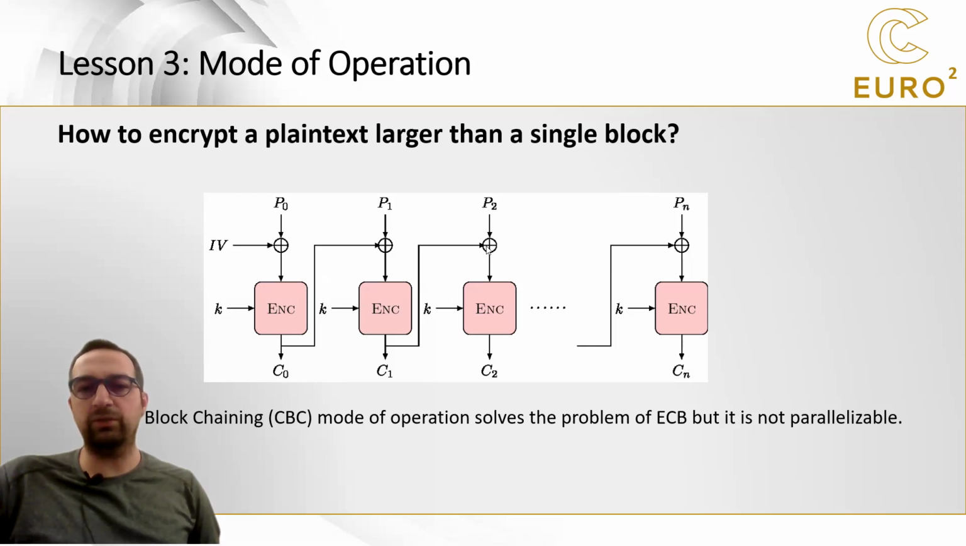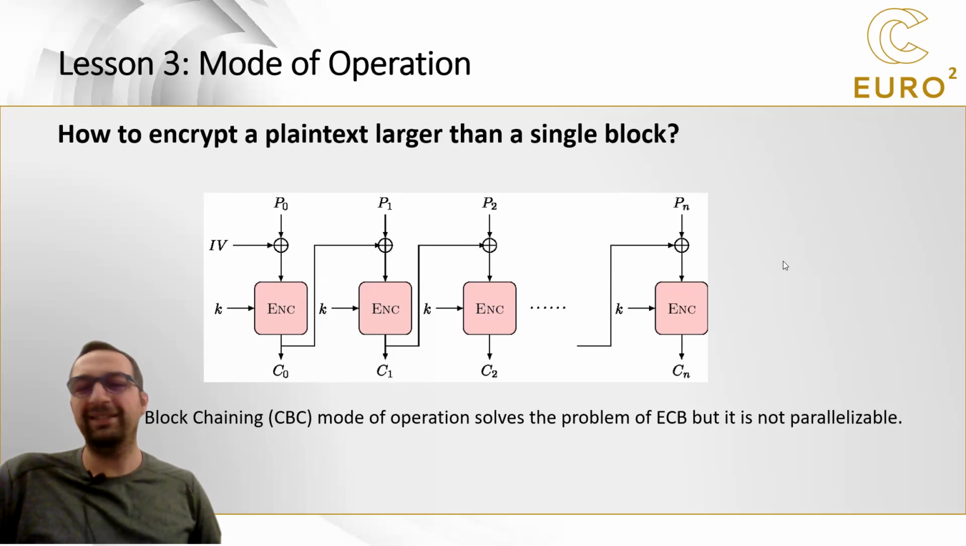to perform this XOR operation. So I need to know the value of C1. But in order to know the value of C1, I should encrypt P1 first. But in order to encrypt P1, I need to know what is C0. So this is why I need to encrypt P0 first and so on.